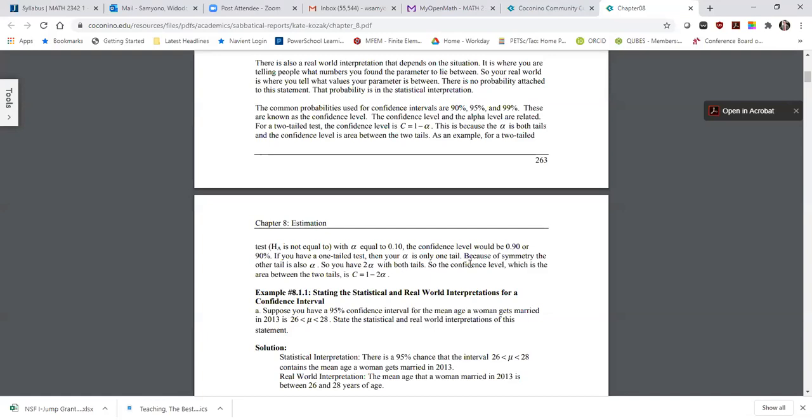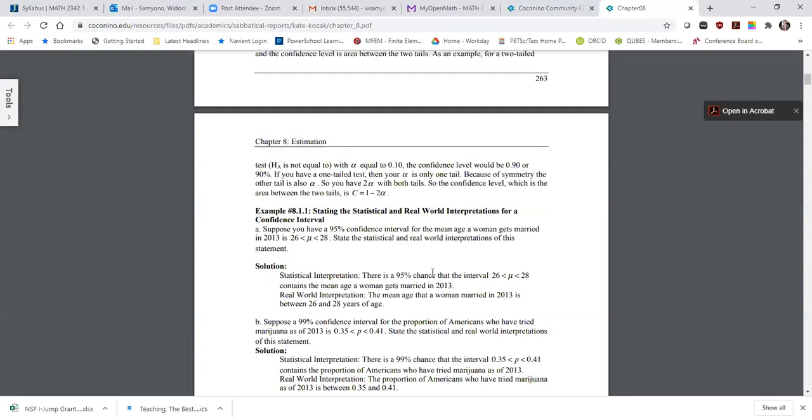So if you have a one-tail test, then the alpha has only one tail. Because of the symmetry, the other tail is also alpha, right? So you have two alpha with both tails. So the confidence level, which is the area between the two tails, is equal to 1 minus 2 alpha. Yeah, for example, like this.